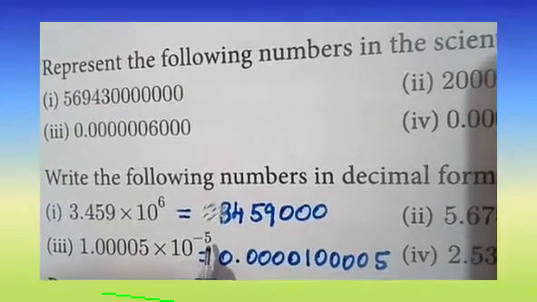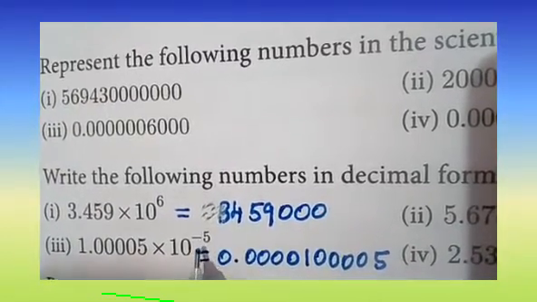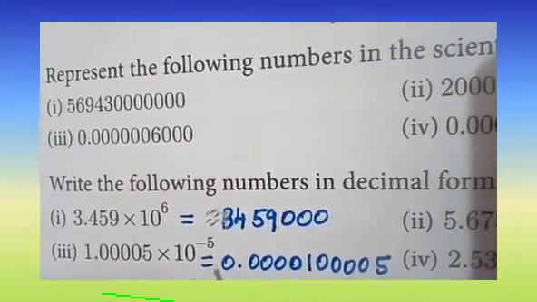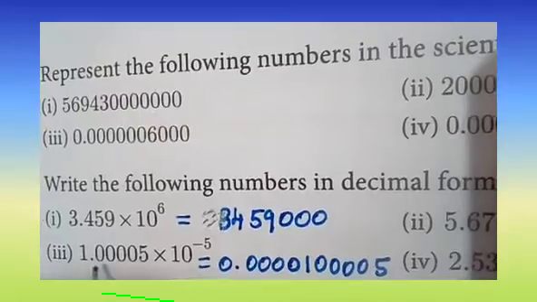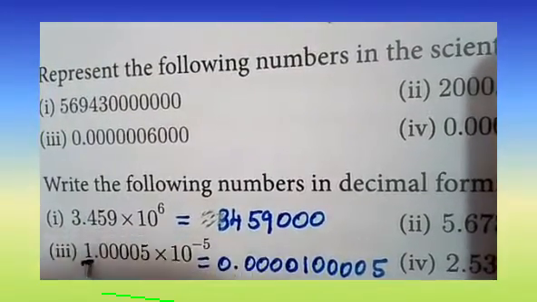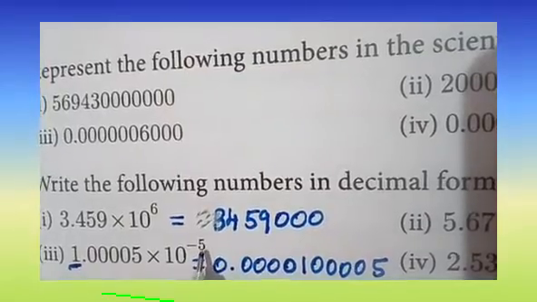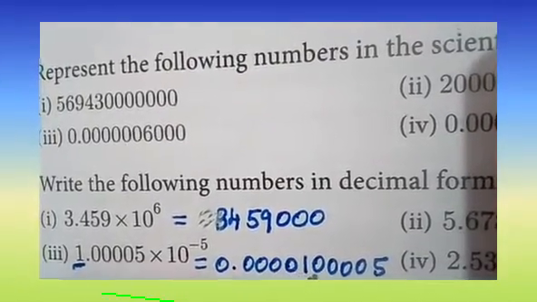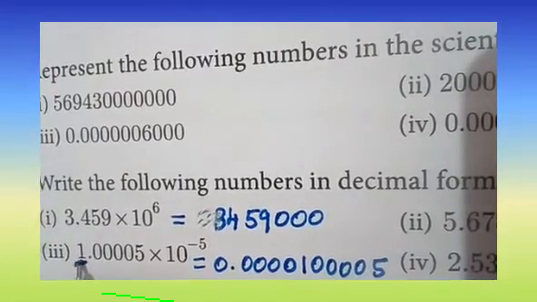Next, 1.00005 into 10 power minus 5. It is a negative power. For a negative power, write zeros at the left side. Here minus 5 is there, and already one digit is here, so 4 zeros are needed. Then write 1.00005 after them.